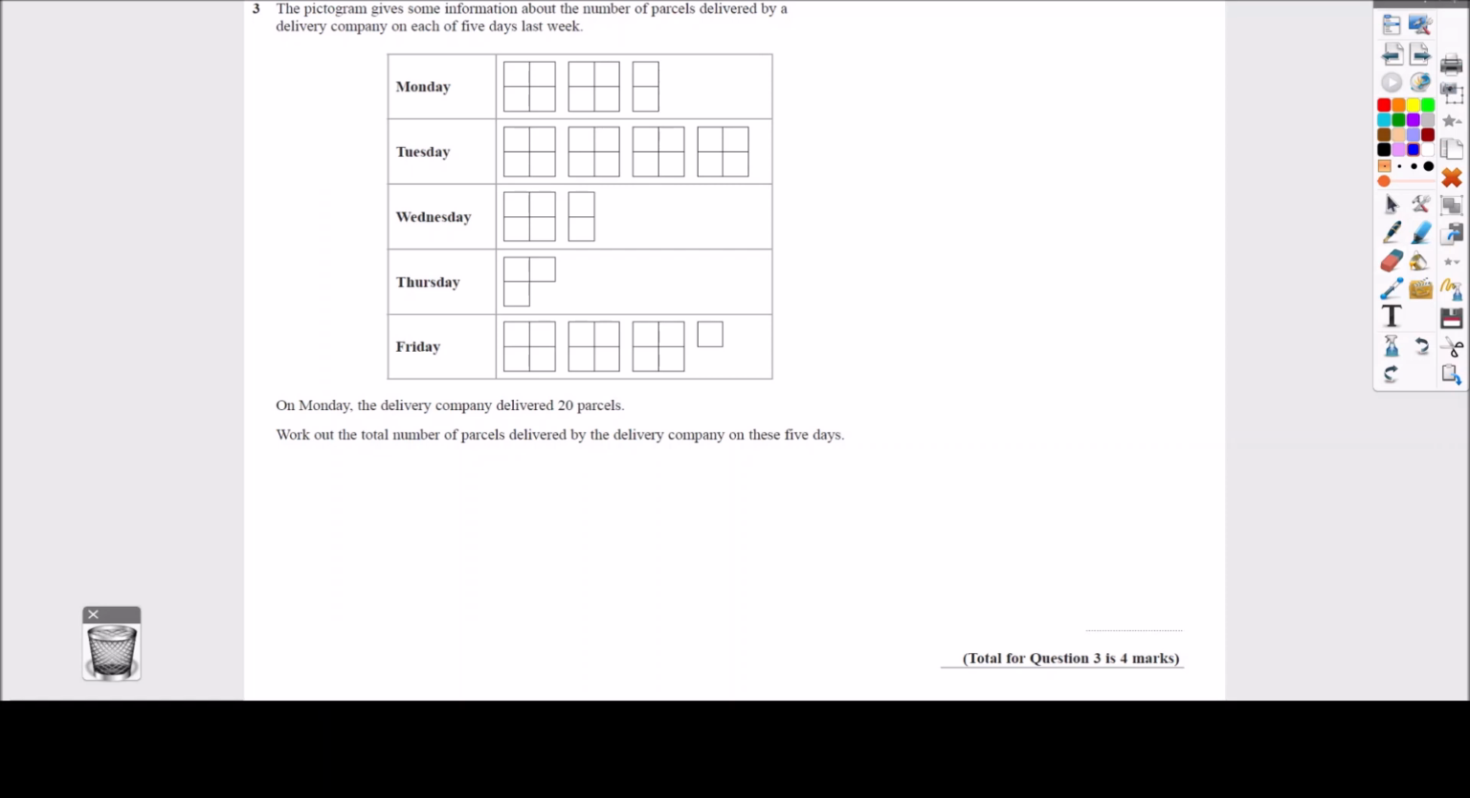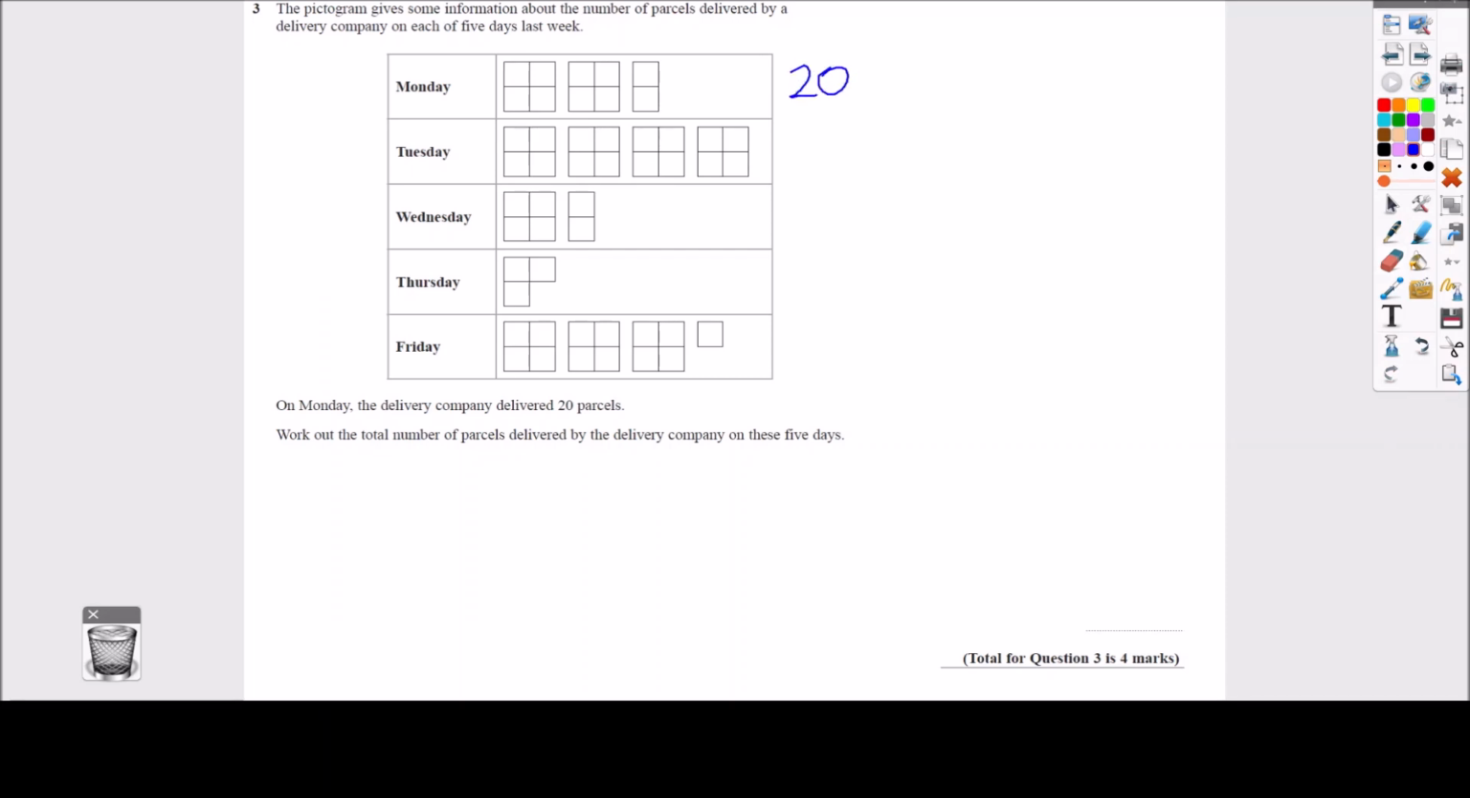Question 3. We've got a pictogram here showing the number of parcels delivered by a delivery company on each of 5 days in a week. On Monday, the delivery company delivered 20 parcels. Work out the total number of parcels. Okay, so we know Monday has got to be 20.